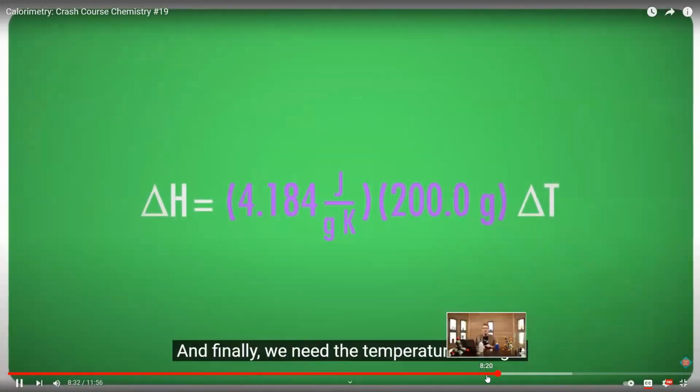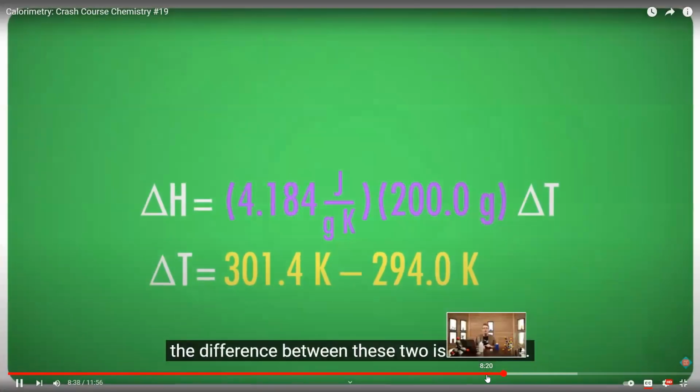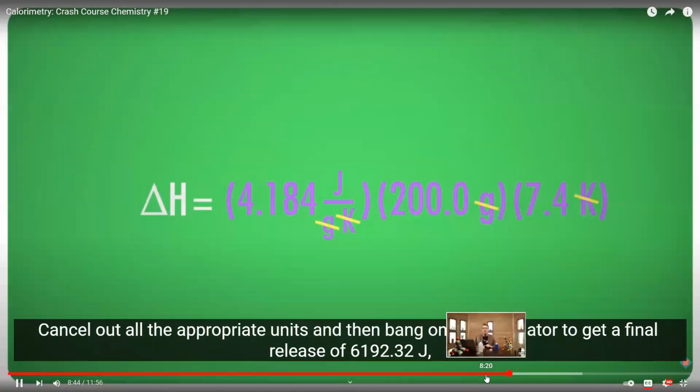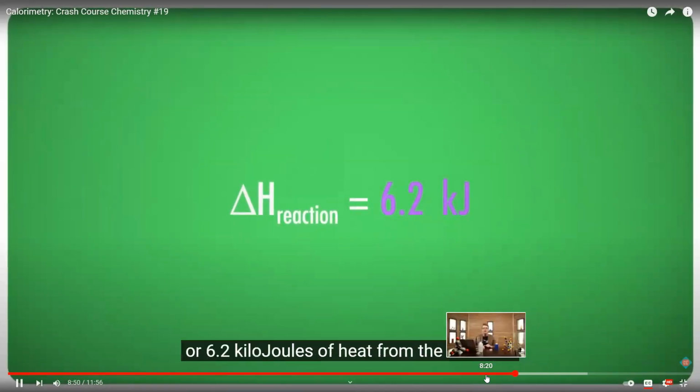And finally, we need the temperature change. If you remember, the temperature rose from 294 Kelvin to 301.4 Kelvin. The difference between these two is 7.4 Kelvin. It's a positive value because the temperature increased. Cancel all the appropriate units and then bang on the calculator to get a final release of 6,192.32 joules, or 6.2 kilojoules of heat from the reaction.